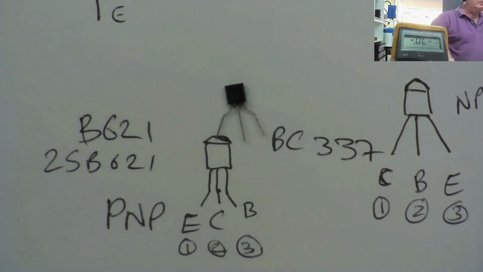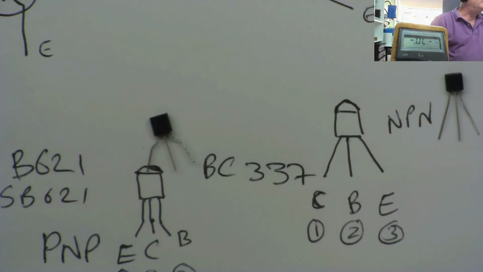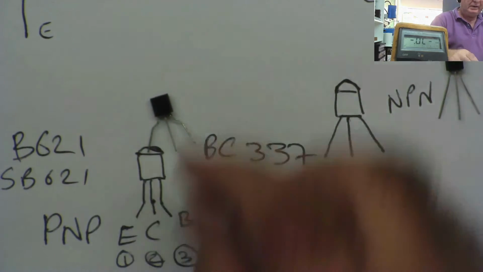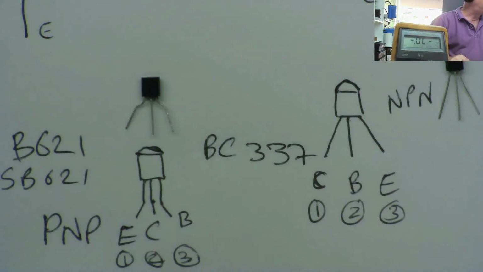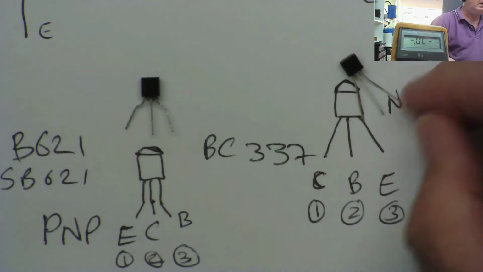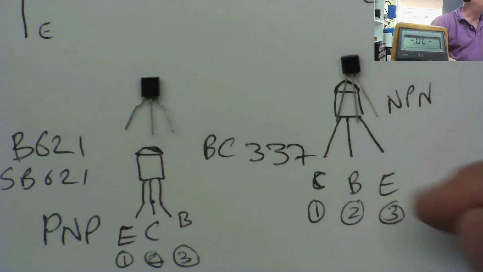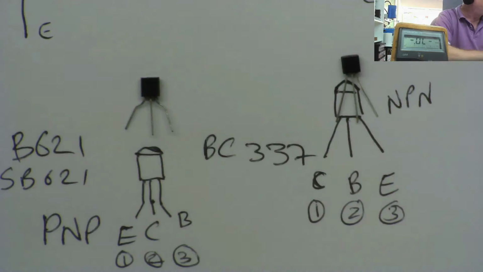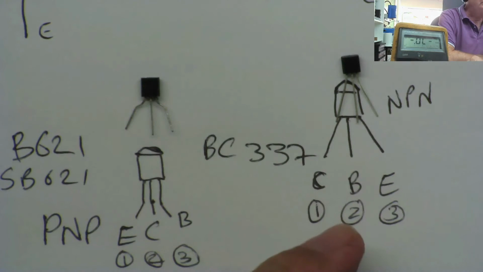There we are. And I wrote the numbers down, yeah? And they're exactly as we drew them. One was emitter, collector and base on the B621. And on the other one, the BC337, collector, base, emitter. So we identified them correctly, yeah? But you notice on this one, it was very close. It was like 0.002 voltage difference between the base collector and base emitter.